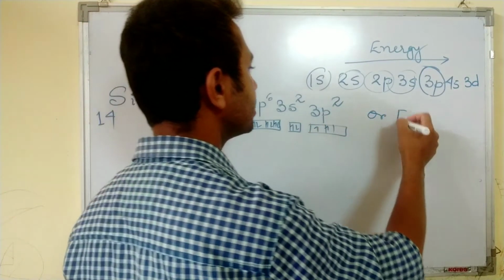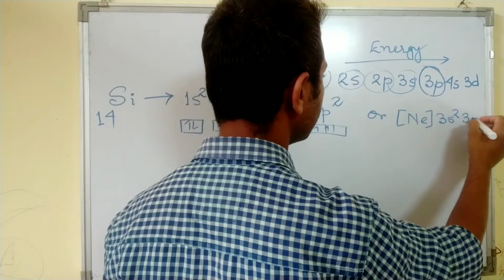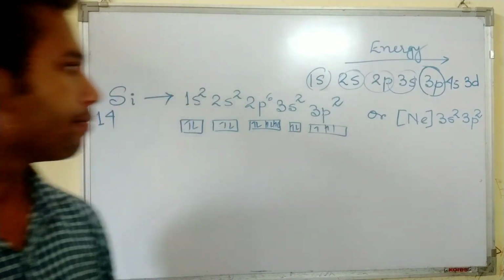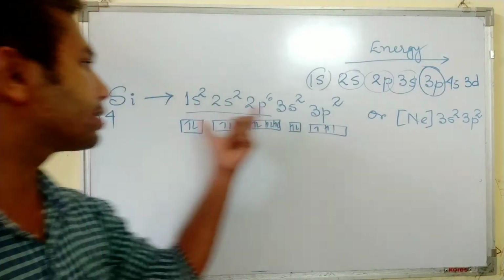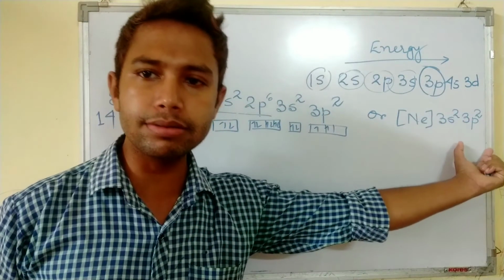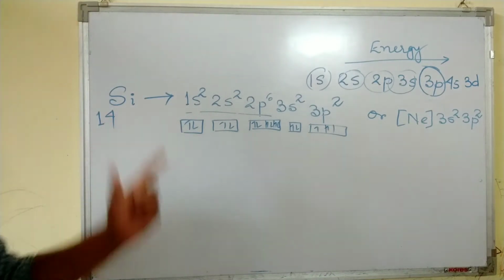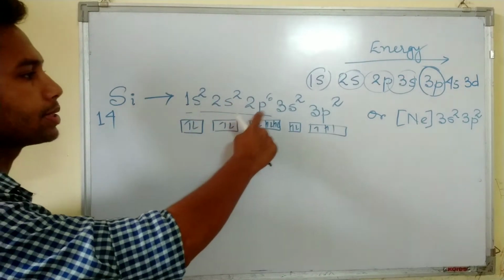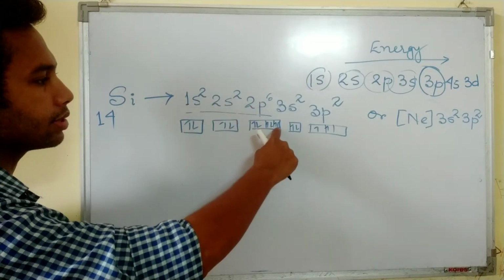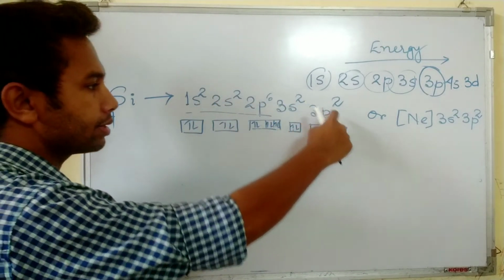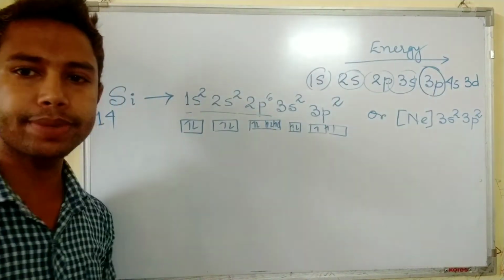Or we may write this as neon 3s2, 3p2. Up to this is the electron configuration of neon. So here we may write it as neon, then 3s2, 3p2. So silicon has this electronic configuration: 1s2, 2s2, 2p6, 3s2, 3p2. Here you see 1s2, 2 electrons, 2s2, 2, 2p6, 1, 2, 3, 4, 5, 6, 3s2, 2, 3p2, or neon 3s2, 3p2.